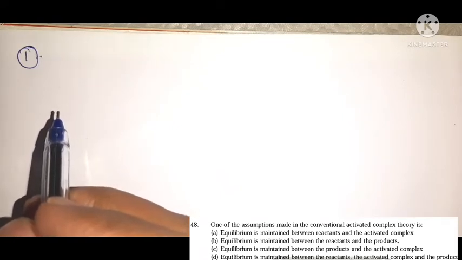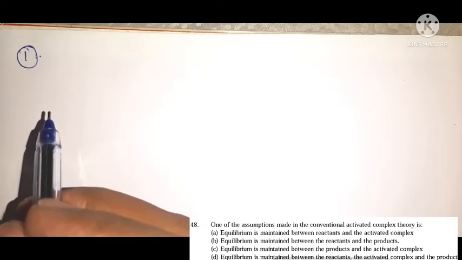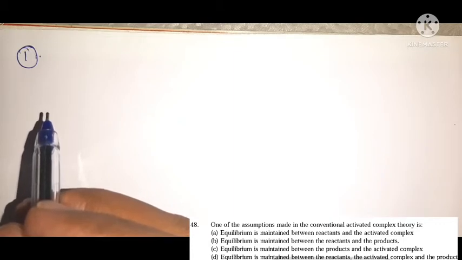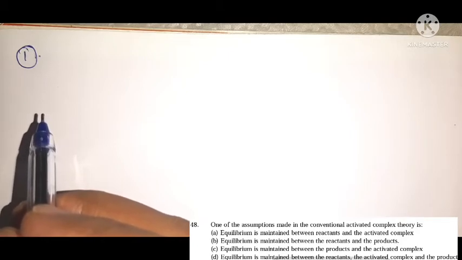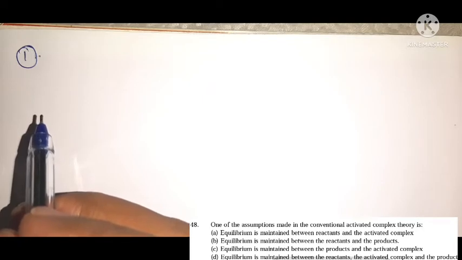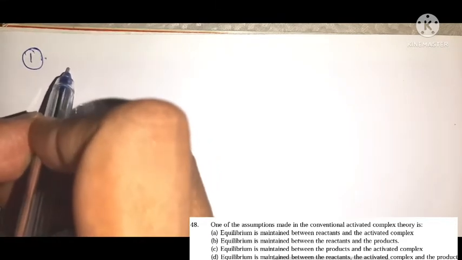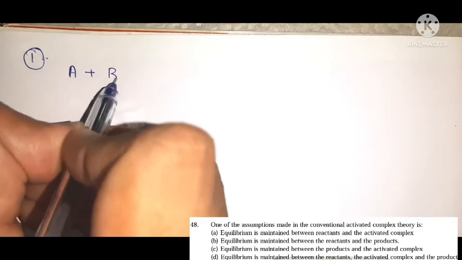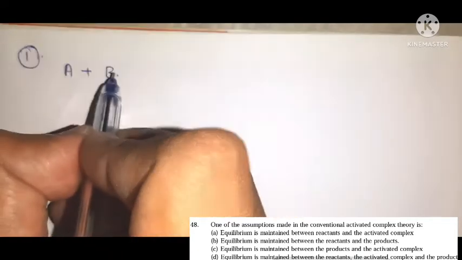Now see friends, we all know that in activated complex theory, or we can say the transition state theory, the reactant molecules approach each other and form a transition state. And what is the characteristic of the transition state? This transition state is a high energy state of the reactant molecules in which bond breaking and bond formation take place simultaneously. For example, we have 2 reactant molecules, A and B. First of all, these A and B reactant molecules approach each other.